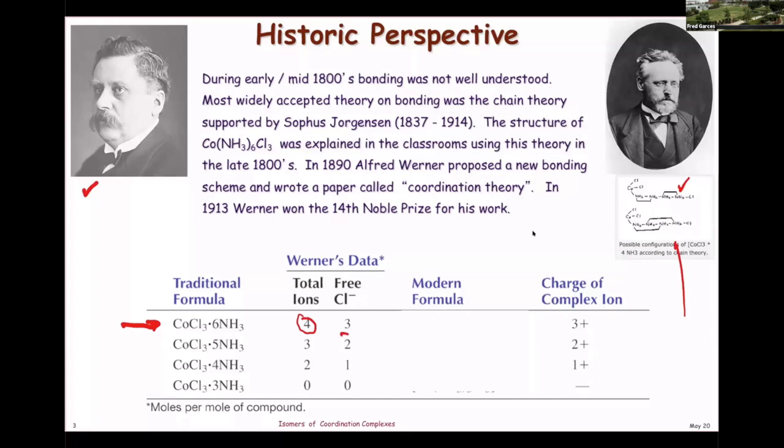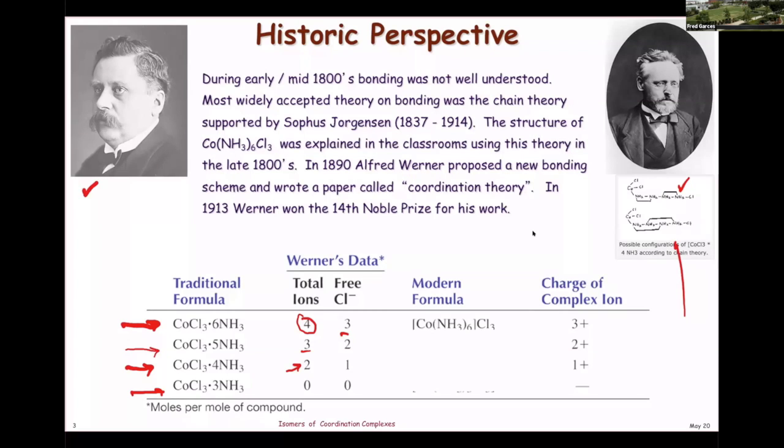When he took another chemical, a cobalt with 3 chlorines and 5 waters, what he found out was that you got 3 total ions, and 2 of them were chlorides. When he took cobalt with 3 chlorines and 4 ammonium, then you got 2 total ions, 1 of them was chloride. And finally, when he took another compound, cobalt, 3 chlorines, and 3 ammonia, he found out that there were no ions at all.